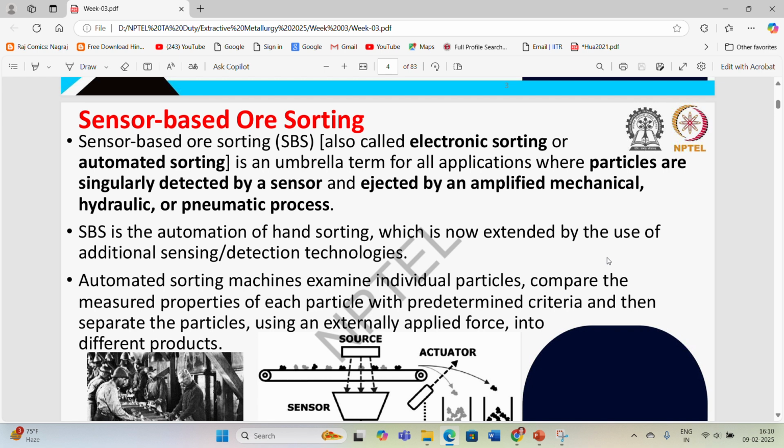So SBS is the automation of hand sorting, which is now extended by the use of additional sensing or detection technology. Preliminarily, these things were done based on the automation of hand sorting. Now they are using some sensor-based detection technology, which is purely an example of image processing. We are creating images of the particular ore source, and then feeding them into the sensors, and along with those images, we are feeding the physical data of the particular ore. Then based on those data, we are trying to separate them out.